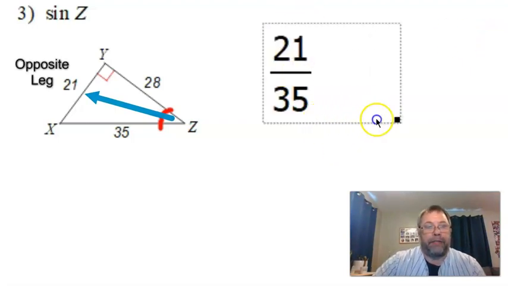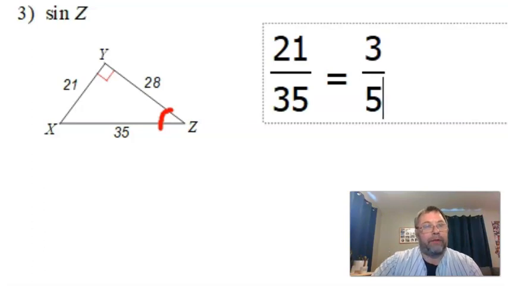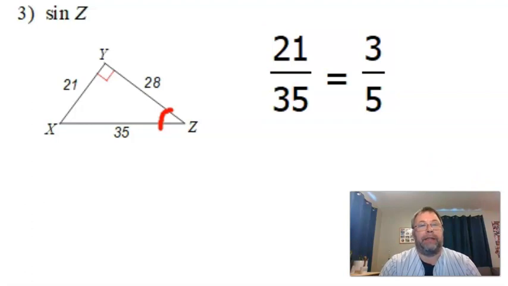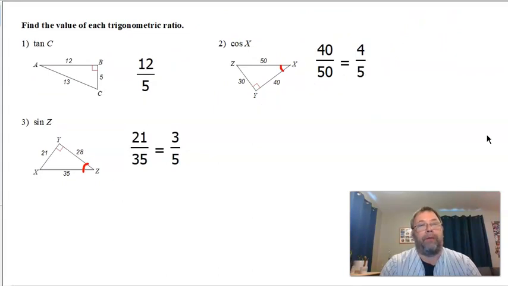So the sine of z is equal to 21 over 35, but that fraction looks reducible. If I divide both by 7, I get 3 over 5. So I would say my final answer is the sine of z equals 3 over 5. These first 3 problems, all I wanted was the trigonometric ratio. Whenever you hear ratio, you should be thinking one number over another number. So that's all I want for the first 3. Can you figure out the sine, the cosine, or the tangent of any of these triangles?